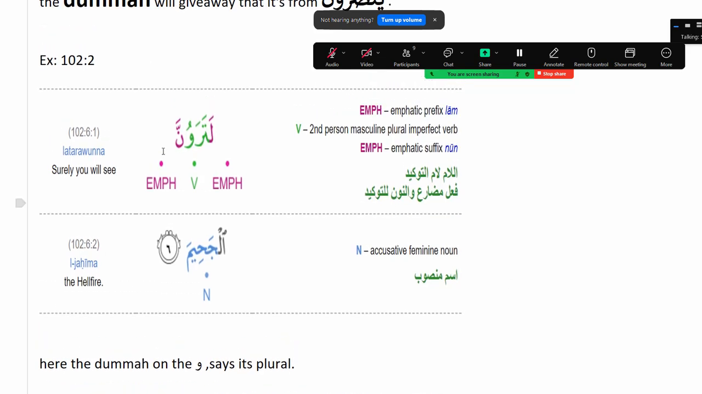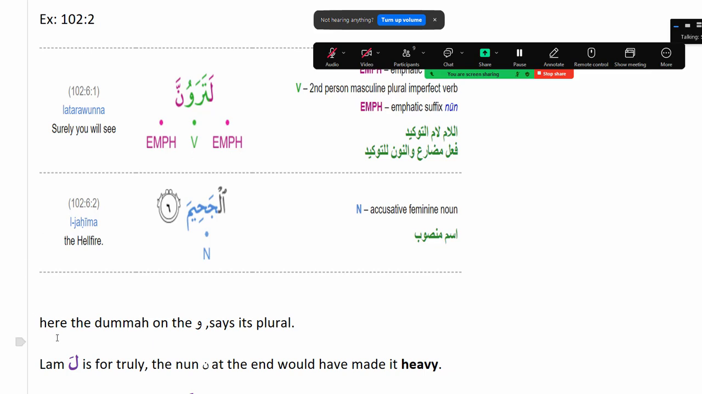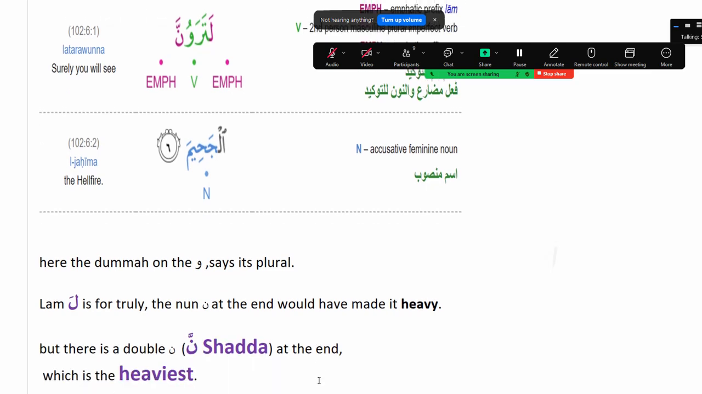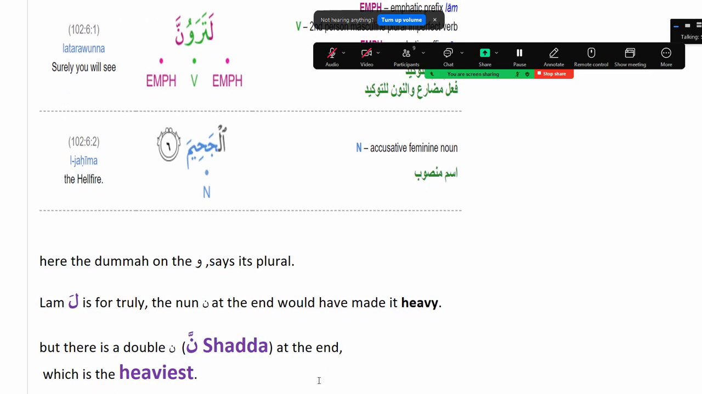How do you know it is singular or plural? Latarawunna. The letter before the noon with the shadda is a dhamma, right? So if it is a dhamma, then it is plural. If it is a fatha, then it is singular. So the lam with a fatha is for truly, and the noon at the end would have made it heavy. But there is a double noon with a shadda at the end, which is the heaviest.